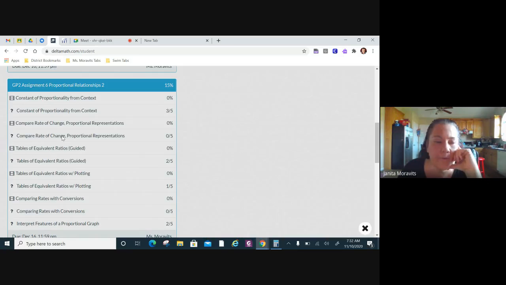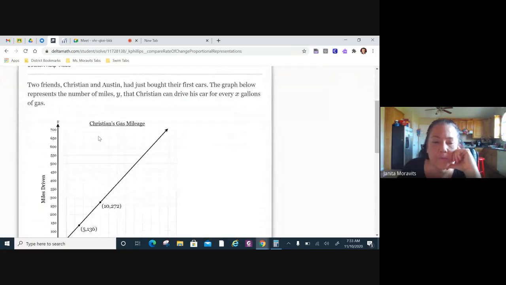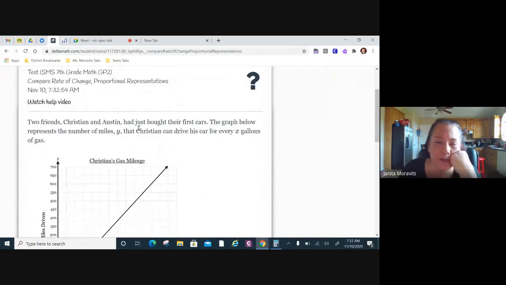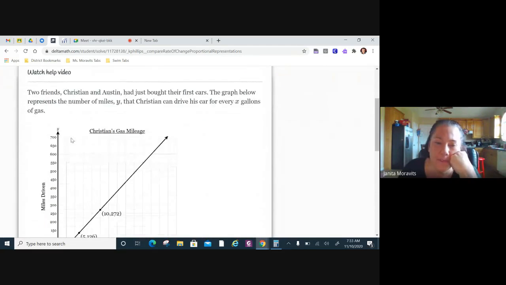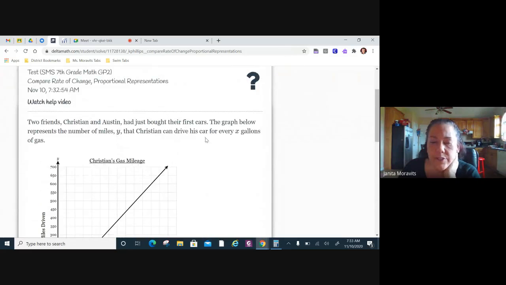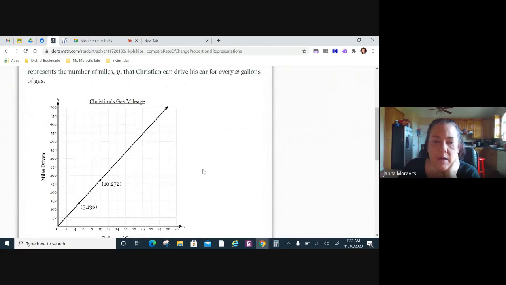All right, here we go with the next section. This is comparing rate of change in proportional relationships. It says 2 friends, Christian and Austin, had just bought their first cars. The graph below represents the number of miles in Y that Christian can drive his car for every X. This is X gallons of gas. So we got miles driven and gallons of gas.